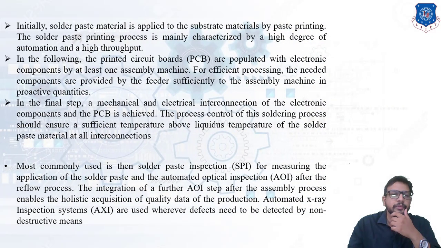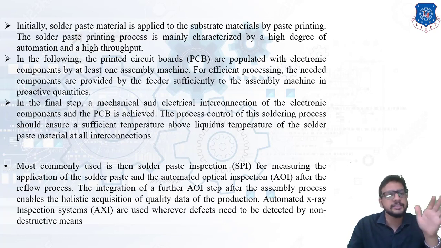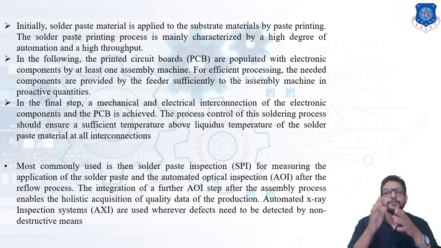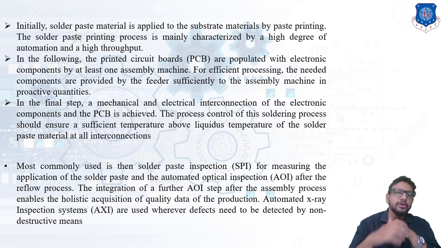Now let's move on. These are the steps showing how we can obtain a printed circuit board and how we can attach the different components which we have already discussed. The main thing we need to see over here is the most commonly used inspection technique, that is solder paste inspection, used for measuring the application of solder paste, and the automated optical inspection after the reflow process is done. There is also one technique called AXI, which is an automated X-ray inspection technique, used wherever defects need to be detected by non-destructive means.